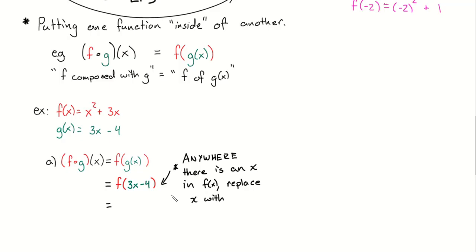This looks a little bit uglier, but it says anywhere that there's an x in my function f, hence the color coding, anywhere there's an x, I'm going to replace it with 3x minus 4. Love it. 3x minus 4. Now, I'm going to put parentheses around it, and in fact, I'm going to require that we put parentheses around it when we substitute it in, because if we don't, we're going to run into some real big problems real quick.